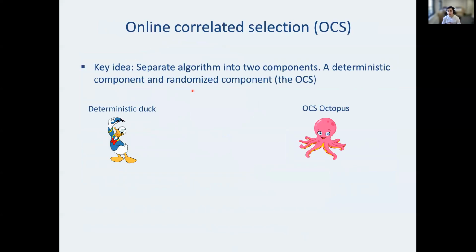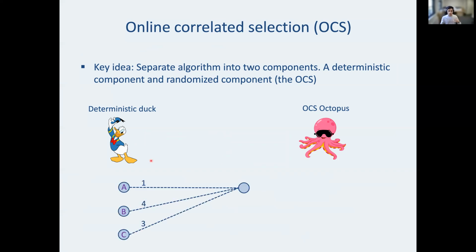Okay, so let's dive into online correlated selection, OCS. The key idea here, and this is true both in our work, the previous work, and the concurrent work, is to separate the algorithm into two components, a deterministic component and a randomized component. The randomized component is the OCS, and we can think of the OCS as being blindfolded. It will not know the input instance. It will only know what the deterministic component tells it.